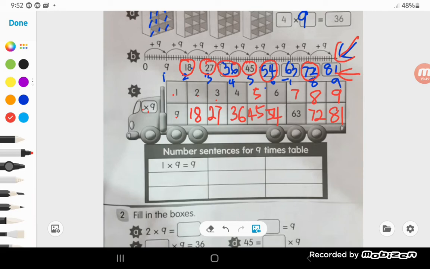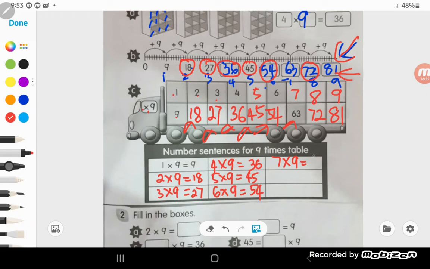Okay, so now this one you need to write number sentence. From up here you can find your answer. 2 times 9 equal 18. 3 times 9 equal 27. 4 times 9 equal, what is this? 36. 5 times 9 equal 45. 6 times 9 equal 54. 7 times 9 equal 63. 8 times 9 equal 72. 9 times 9 equal 81.